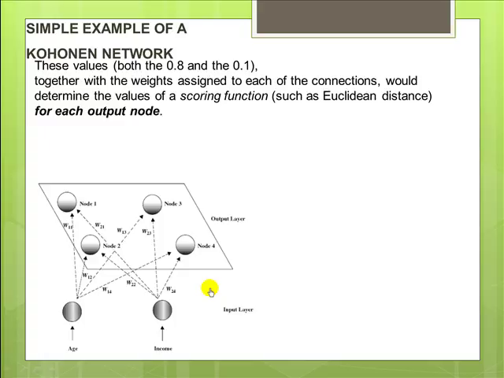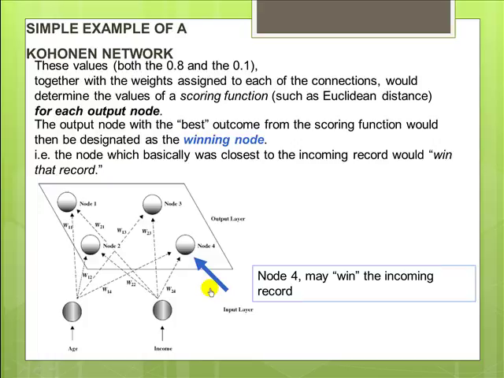These values, 0.8 and 0.1, together with their weights assigned to each of the connections, would determine the values of a scoring function, such as a Euclidean distance for each output node. The output node with the best outcome from the scoring function would then be designated as the winning node, i.e. the node which was basically closest to the incoming record would win that record. For example, node 4 may win the incoming record. This one, 0.8, 0.1, was age and income.